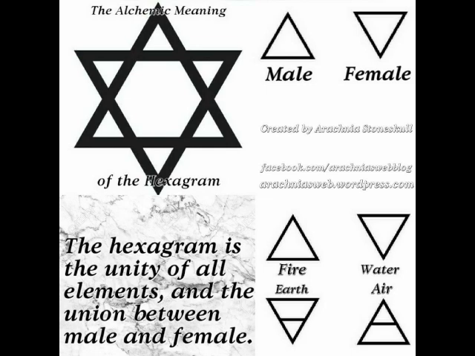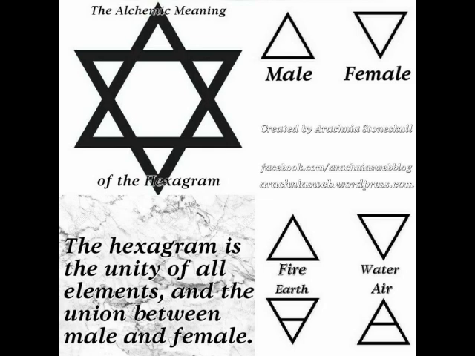All right, so here we are. That so-called Shield of David, or the so-called Star of David, is a hexagram. And as we can see here, the six sides of the hexagram represent the four elements, right? Or unity of all the elements: fire, water, earth, air, male and female. 1, 2, 3, 4, 5, 6, and there's your hexagram, folks.